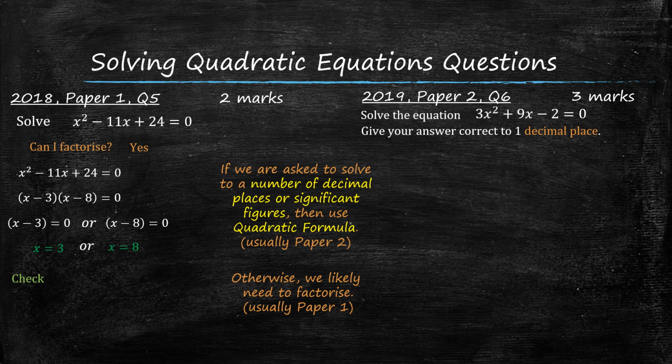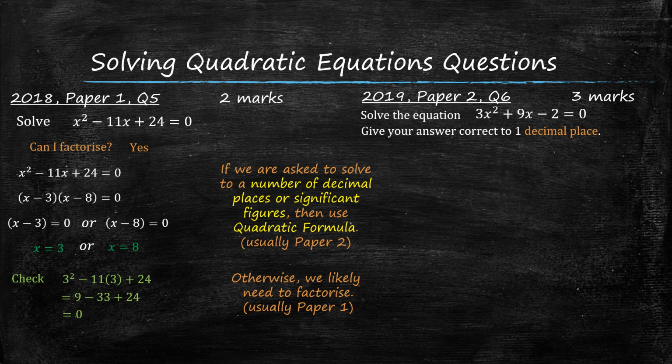And as covered in our previous topics, we should check our answer. Let's take x equal to 3. Plug it back into our equation, and we get 3 squared minus 11 times 3 plus 24, which is 9 minus 33 plus 24, which is equal to 0. And we can do the same for x equal to 8. We can plug it back into our equation and check our answer. So this question just required us to solve algebraically by factorizing, so that's what we did.